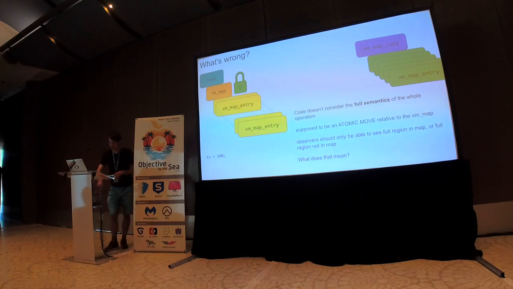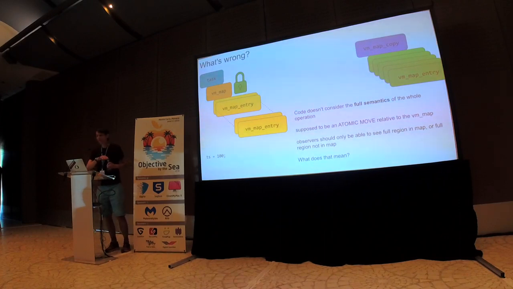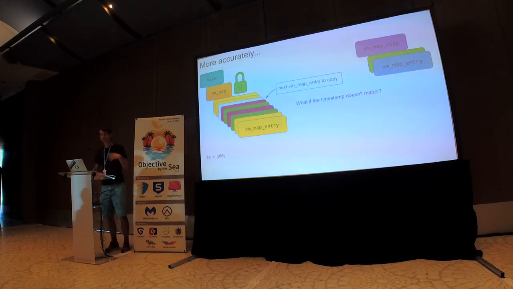So what's wrong here? The problem is, this is supposed to be a completely atomic move operation. If you are an observer of the VM map, you should only ever be able to see two states. You should either see the whole virtual memory region is in there, in the source, or the whole virtual memory region is gone. And if you can ever interact with the map in an intermediate state between those two, then this is no longer an atomic operation. And we will see what is going to go wrong if it's not a real atomic operation.